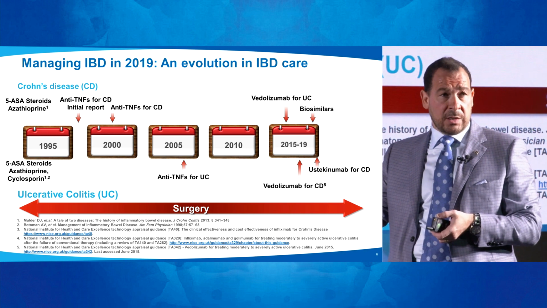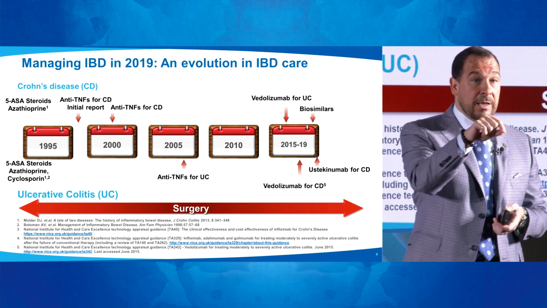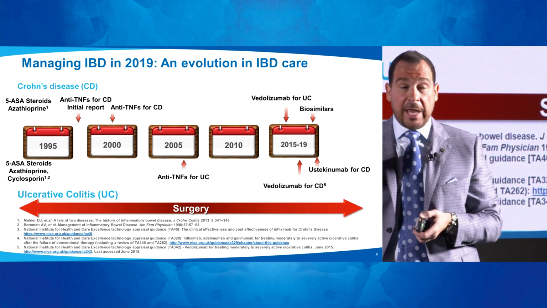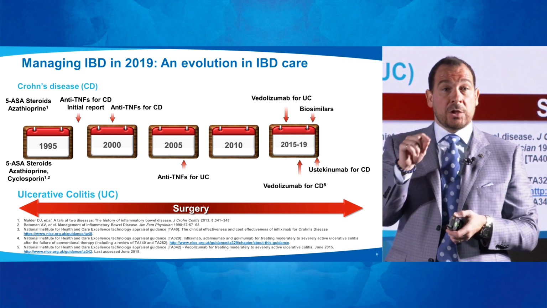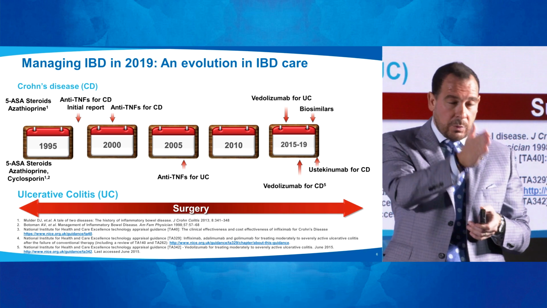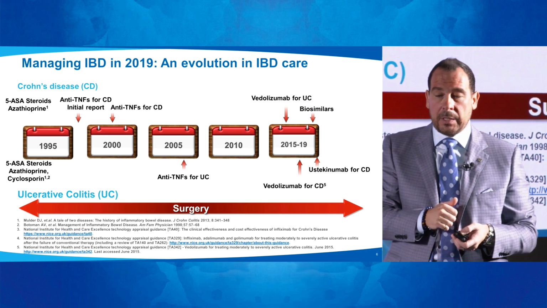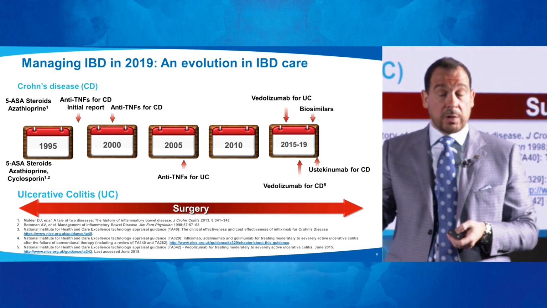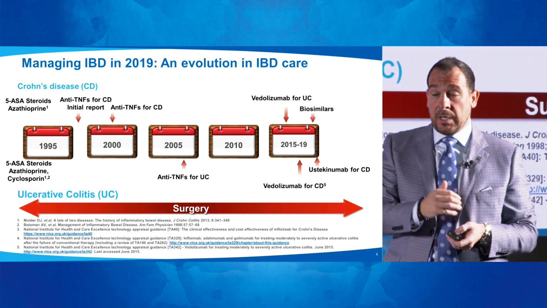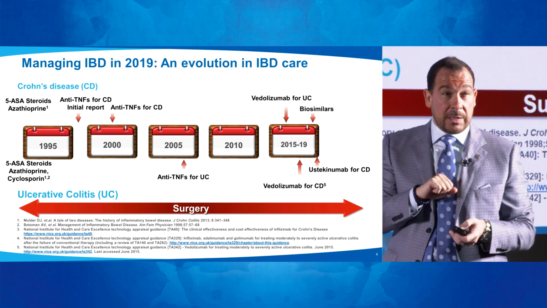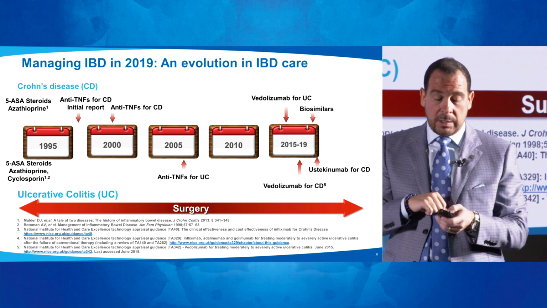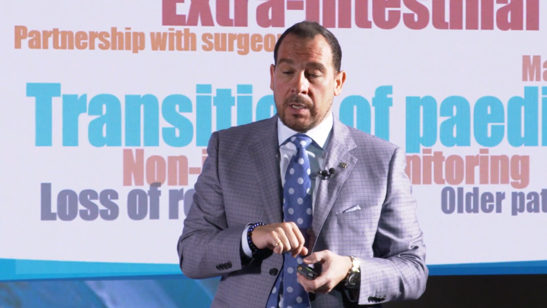I think the promise was that if we had multiple agents, it would be best for our patients, and we would have all of these strategies and could segment the patients into different populations. And unfortunately, whether you're looking at Crohn's disease or ulcerative colitis, in the era where we have multiple therapies, we still struggle with trying to choose what the right therapy is.